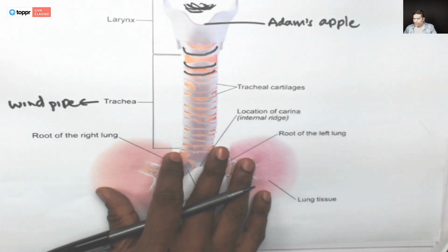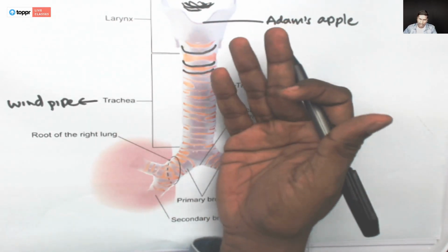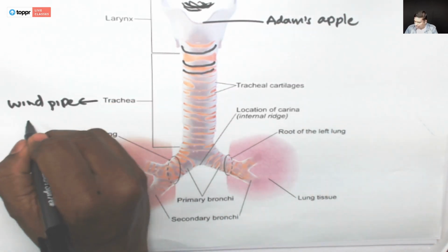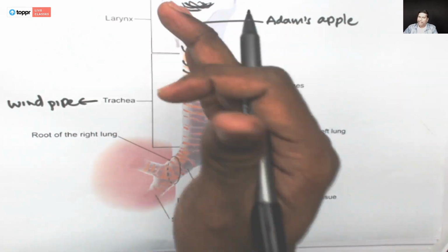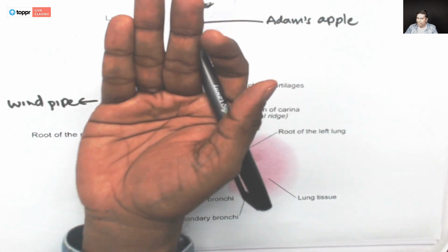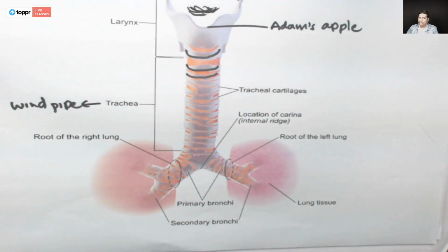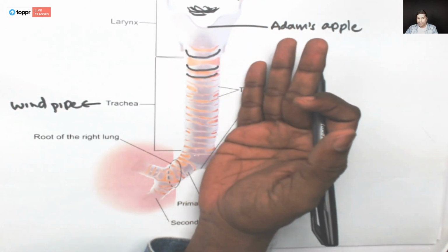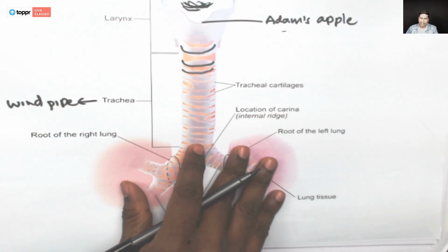Behind this trachea, you will see the esophagus. So the trachea, in other words, is in front of the esophagus, and this tracheal tube and the esophageal tube are separated by a muscular wall. Both are separated by a muscular wall. So behind this you have your esophageal tube, and both are separated by a muscular column.